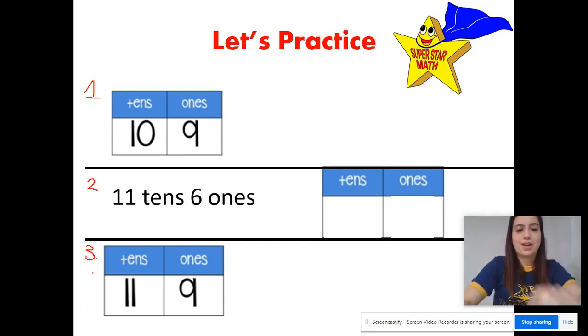Awesome, let's start. Ready? So 10 tens and 9 ones. How would we write that the say 10 way, boys and girls? I mean, sorry, not the say 10 way, the regular way. How would we write 10 tens and 9 ones the regular way? Get ready.